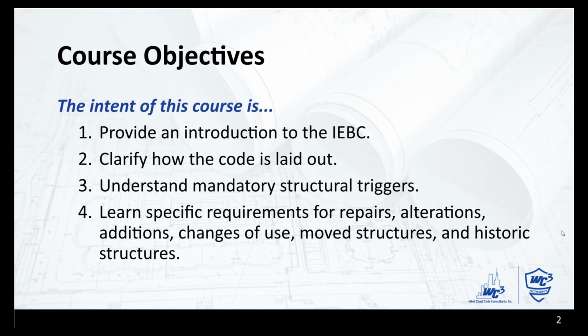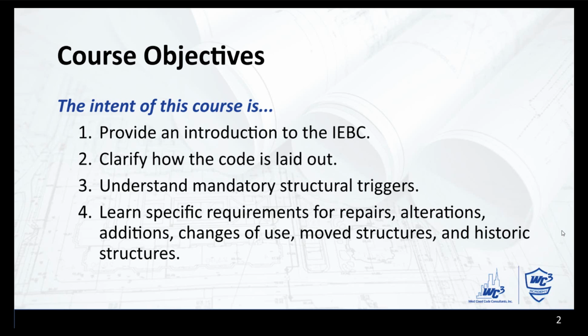So the objectives. We want to make sure that we get kind of a general understanding of the IEBC. Why do we have it? We want to discuss how it's laid out. How do we move around this code? The key for this class is to go over the mandatory structural triggers. I see on the participants, we have some architectural firms. While we're not going to be going over other triggers of the IEBC, these structural triggers are also important for you to understand, to know when you're going to do something to a building, when it might trigger additional requirements.